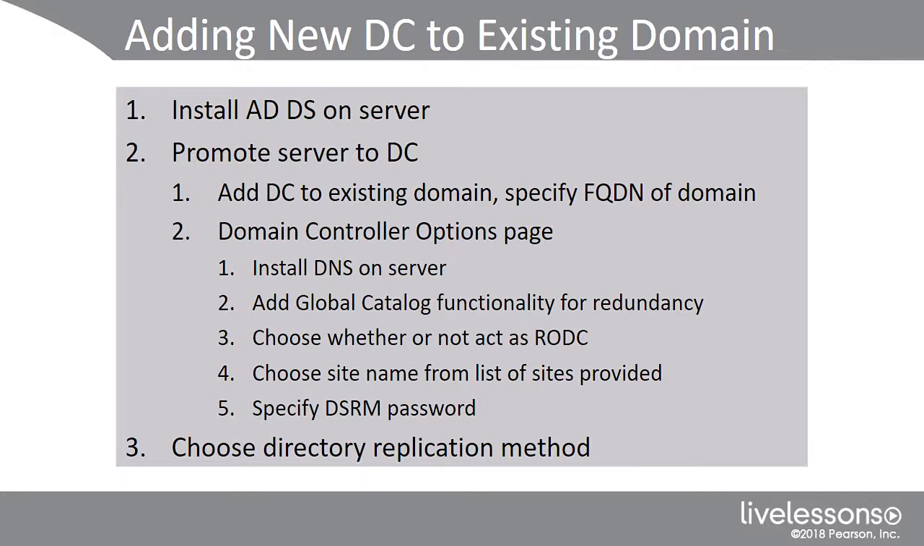It'll ask me about the installation of DNS on the server. It'll ask me about global catalog functionality for redundancy. It'll ask me whether or not I want to create this as an RODC. I couldn't do that in the first domain controller of my forest. We can then choose a site name from the list of sites that are provided, and then we'll of course supply our DSRM password. And then, because we now have multiple domain controllers, we get to determine how they're going to stay synchronized. We can't have different information on our domain controllers. So we also choose our directory replication method.